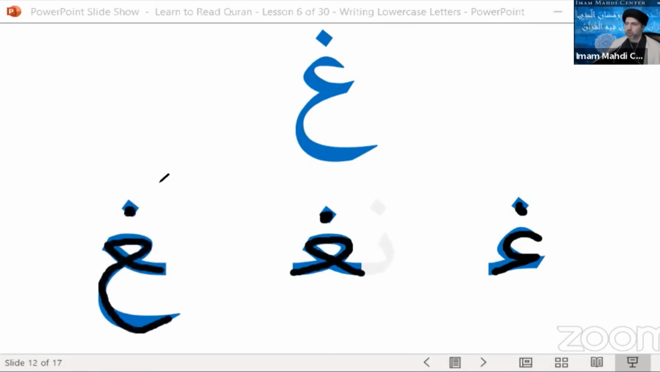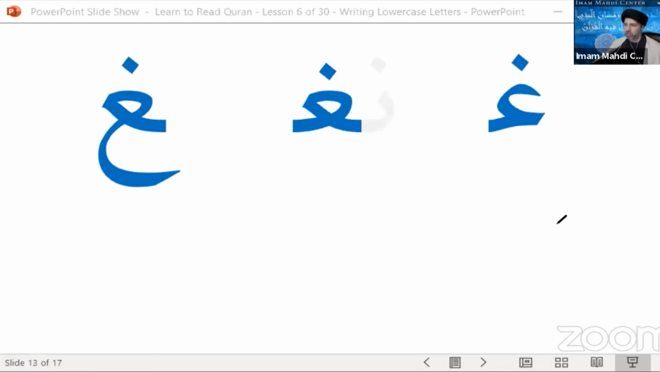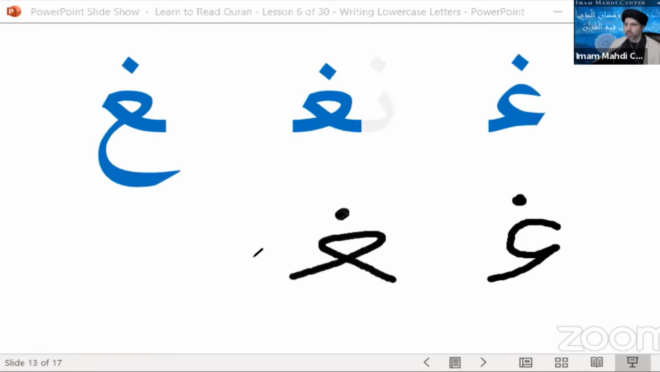So now we're going to practice writing it ourselves. After you trace it, then go and practice writing it yourself. Just like the Ain, we're going to draw the top and add a dot. Just like the Ain, we're going to do the middle form of the Ain and then put a dot to make it Ghain. And we're going to write the end form of the Ain and then add a dot to make it Ghain. So all 3 of these are the forms of the Ghain. Beginning of a word, middle of a word, end of a word.